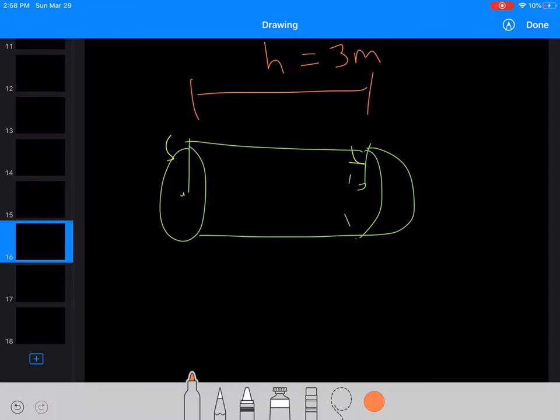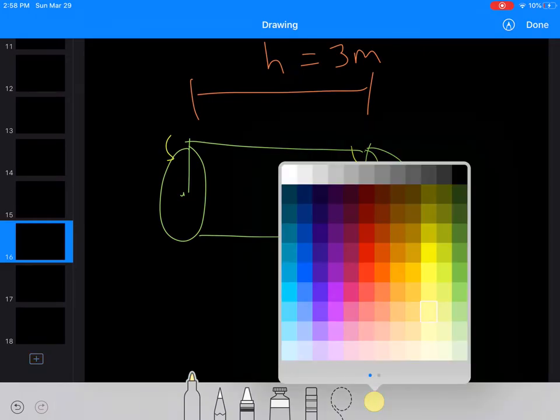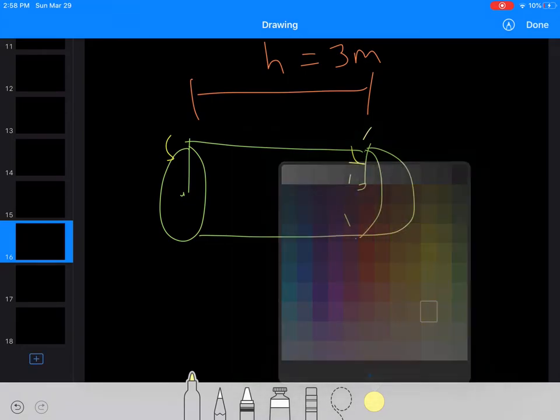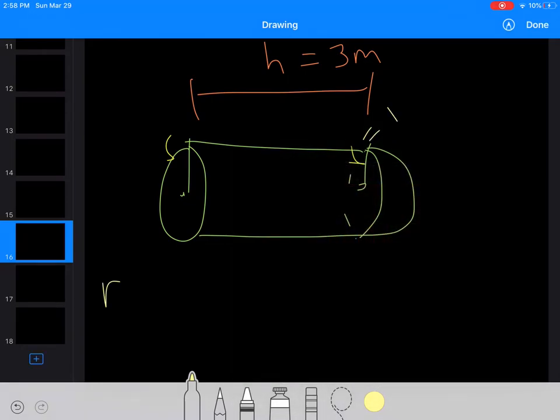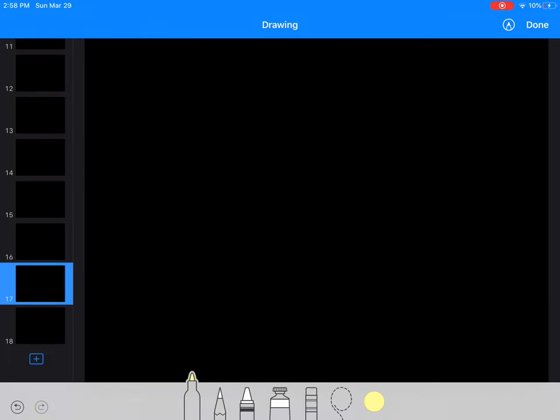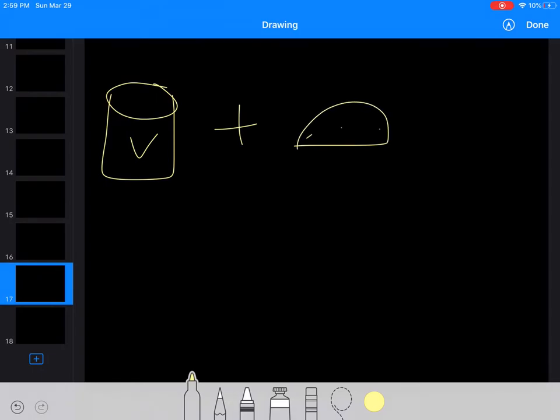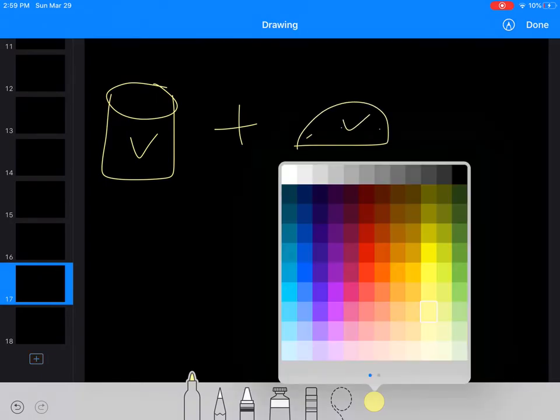And R, well, in this case, our life's going to be a little easy. It's just going to be equal to 1. So R is 1, and the height of the cylinder is 3 meters. If we want to find the volume of this composite shape, all we have to do is add the volume of the cylinder plus the volume of that hemisphere.